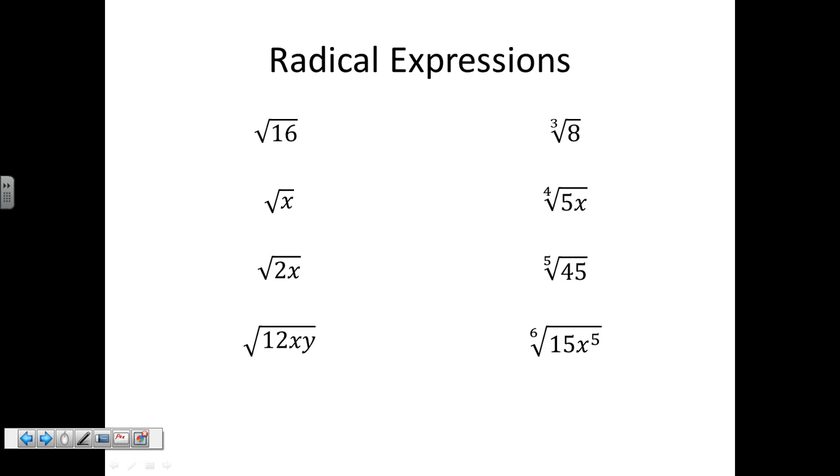Now, there's nothing really inherently special about the square root. It's just one of many different possible radicals, many different roots. We can have cube roots. You've seen these. The cube root of 8 is 2, but it just keeps on going up from there. We can have fourth roots, fifth roots, and sixth roots. And we can have numbers in there, we can have letters in there, we can have numbers and letters. We can even have something as complicated or even more complicated than the sixth root of 15x to the 5th.